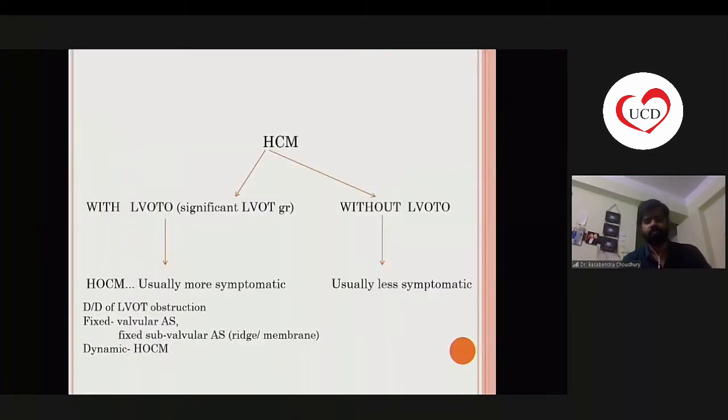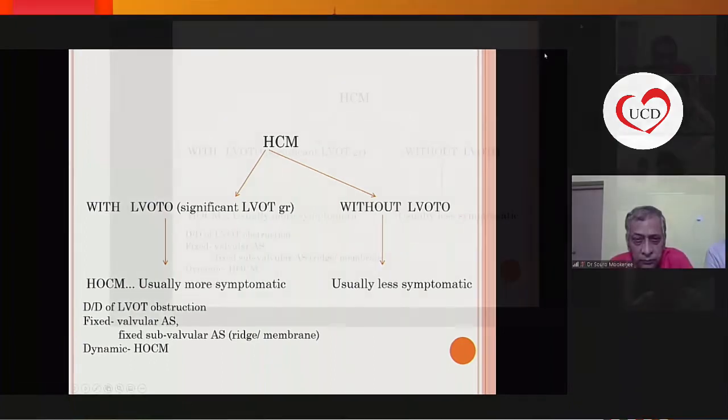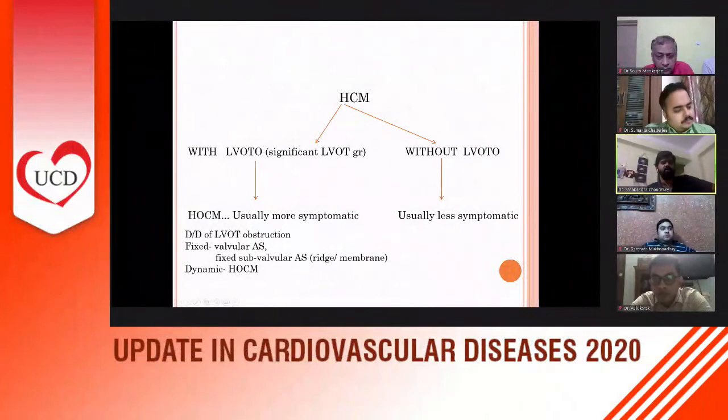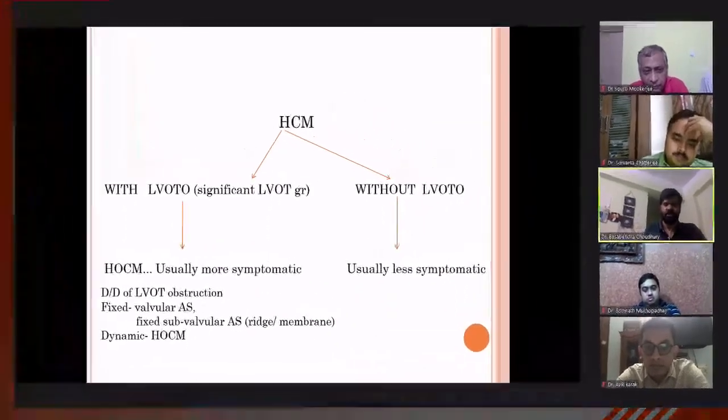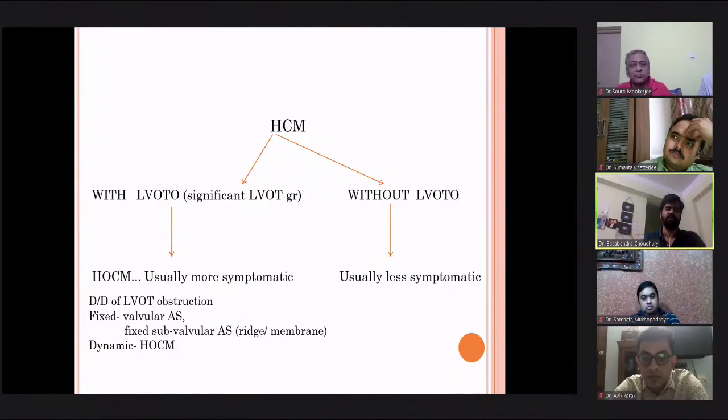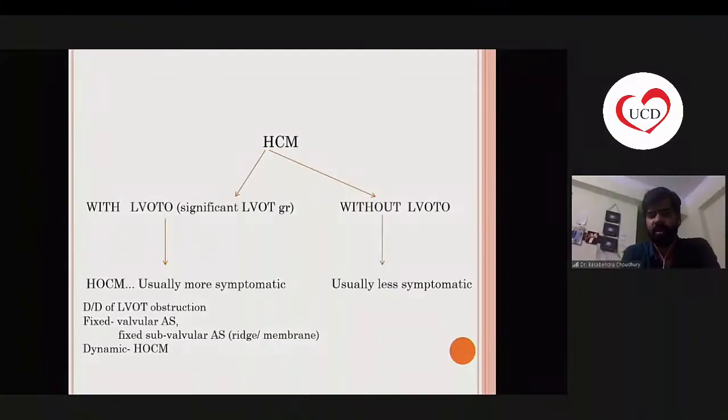Next slide. So if we broadly classify HCM, one form is with LVOT obstruction, a significant LVOT gradient of more than 30 at rest or 50 with provocation, and the other is without LVOT obstruction. Though the form of HCM without LVOT obstruction is less symptomatic, we should remember that LVOT obstruction is not the strongest predictor of SCD. There are other things we should look at, and even a patient without HOCM can have increased risk of SCD, as we will discuss later.